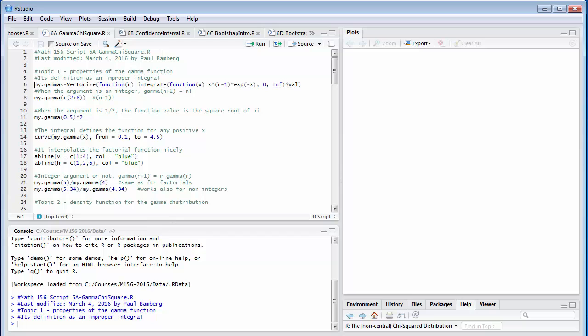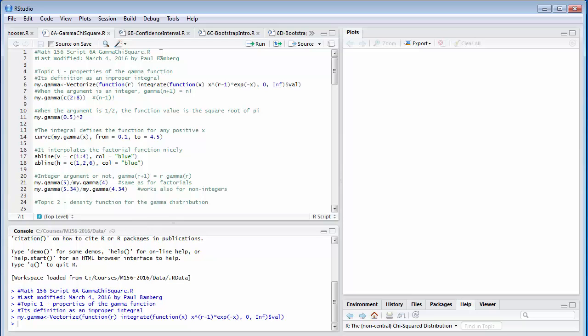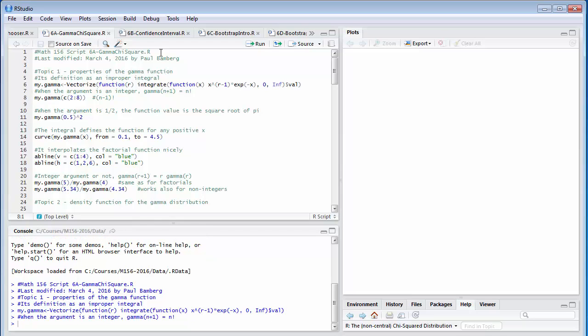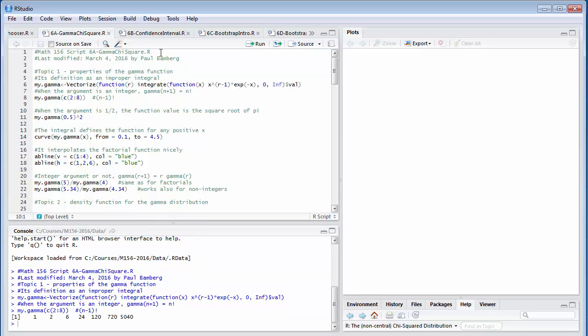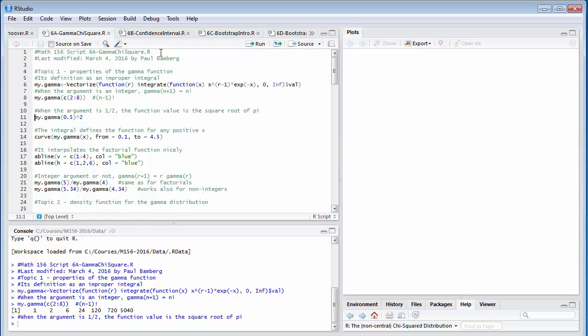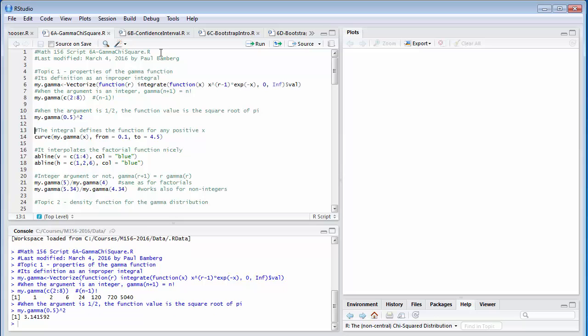So now I've got my own definition of the gamma function, and I can apply it to values from 2 through 8, and when you look, you see factorials: 1 factorial, 2 factorial, 3 factorial, and so on. If I apply it to argument 0.5 and square the result, I get pi.